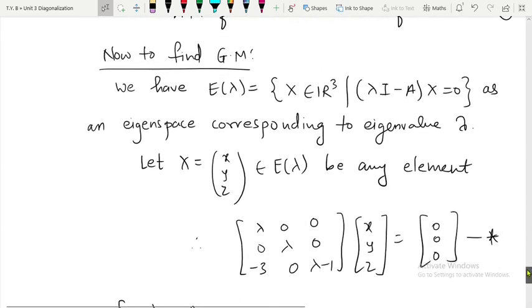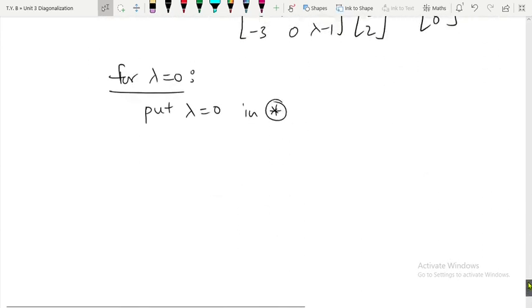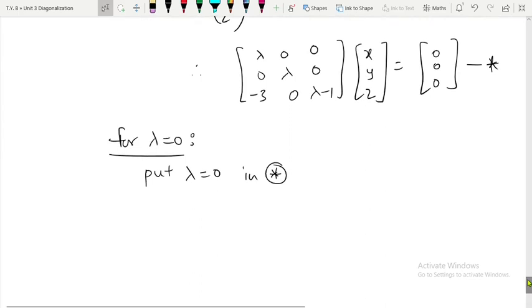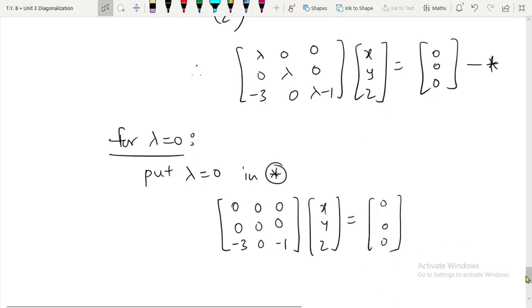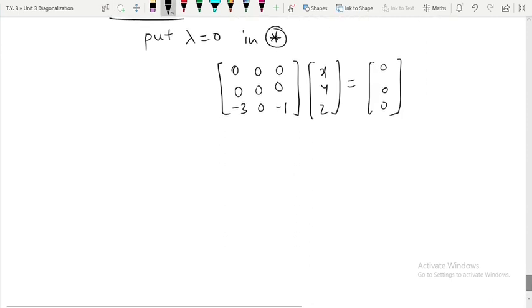So this is what I have started with, and first of all I am going to find the geometric multiplicity of eigenvalue 0. So I have substituted lambda equal to 0 in star. Therefore the system I will get here is 0, 0, 0, 0, 0, 0, minus 3, 0, minus 1, outside the bracket x, y, z equals 0, 0, 0. So I think there is no need of using Cramer's rule over here, and we should not use it also whenever the eigenvalues are repeated. No need of doing anything.